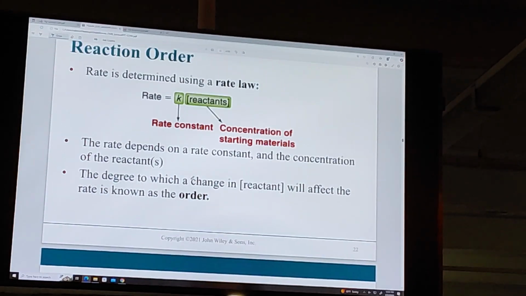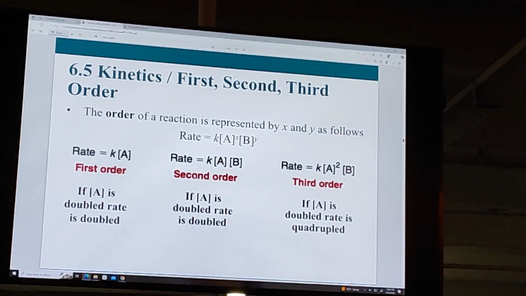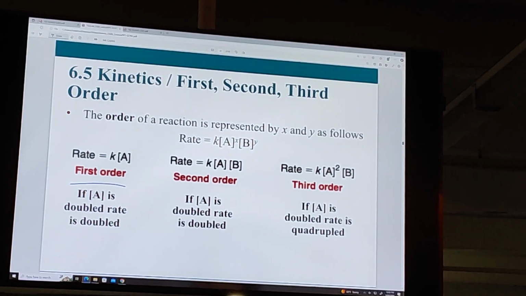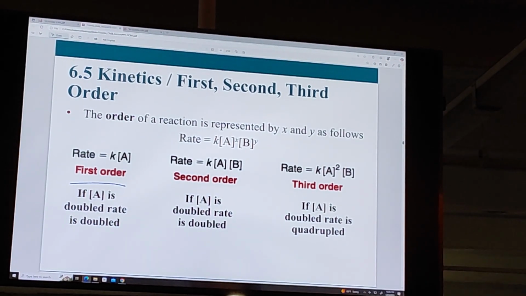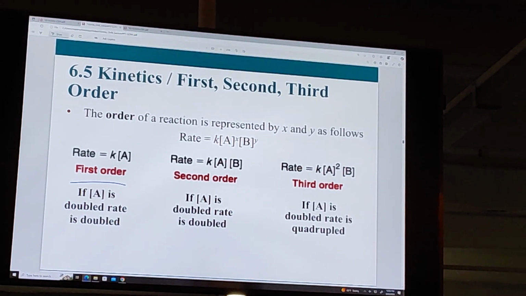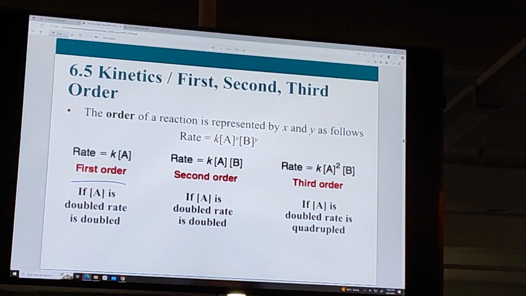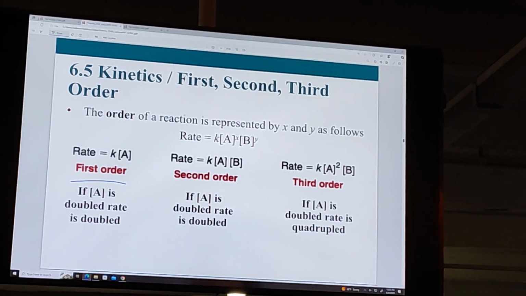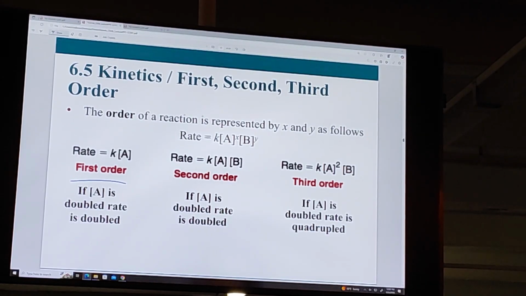Again, this is review. Reactions could be first order. What does first order mean? First order means the reaction depends only on one molecule. That molecule by itself can determine the reaction. As long as you have that molecule, the reaction can proceed. So I'll give you an example.